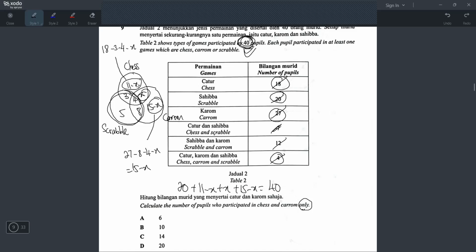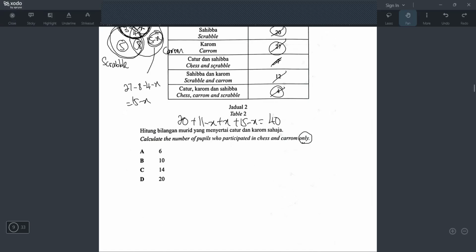Of course, you can also say, sir, what if I straight away take the whole chess as one value? Can also. If you take this whole thing, you will get 18, right? It means the whole thing here 18 plus 5 plus 8 plus 15 minus x equals 40. Can also. You will get the same answer, right? But I do it like this lah. All right, what do you get here? What is negative x plus x? It's going to be 0. So you are just left with negative x.